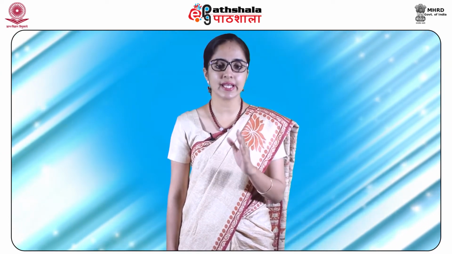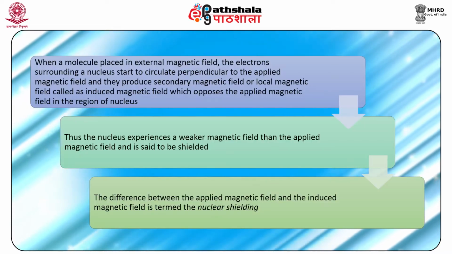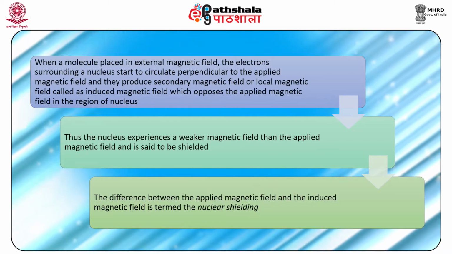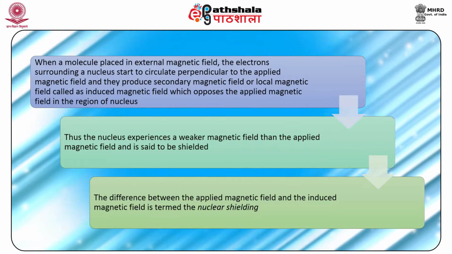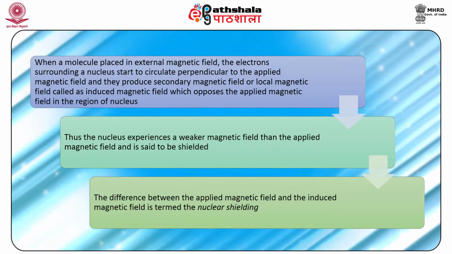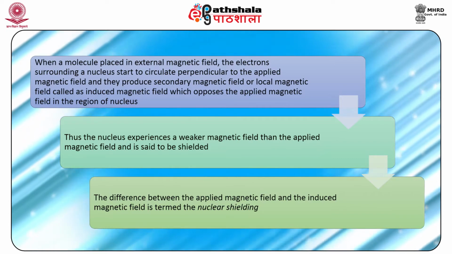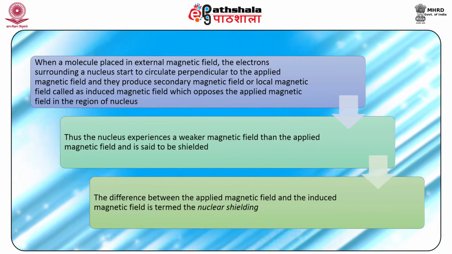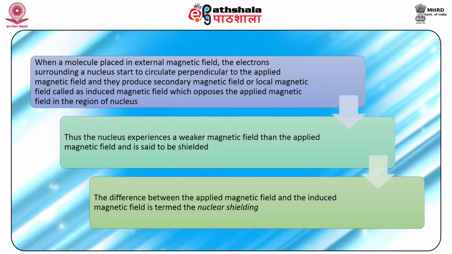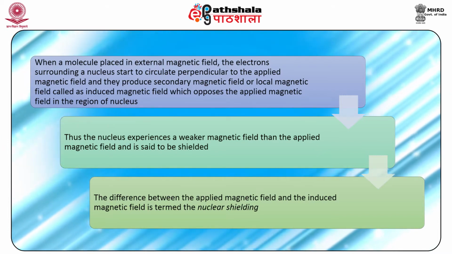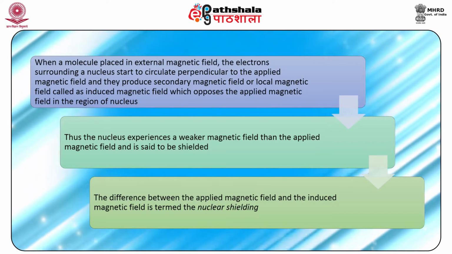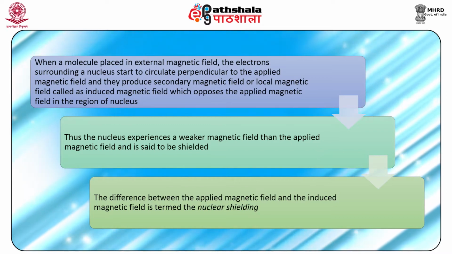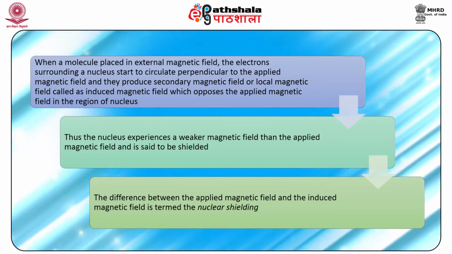Now students, let us take a deeper insight into shielding and deshielding effects. When a molecule is placed in an external magnetic field, the electrons surrounding a nucleus start to circulate perpendicular to the applied magnetic field, and they produce a secondary magnetic field or a local magnetic field called the induced magnetic field, which opposes the applied magnetic field in the region of the nucleus. Thus, the nucleus experiences a weaker magnetic field than the applied magnetic field and is said to be shielded.